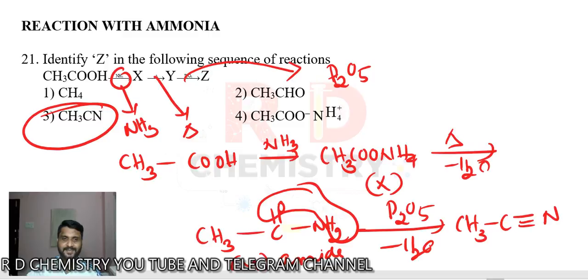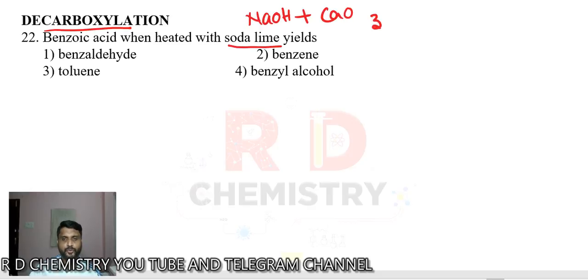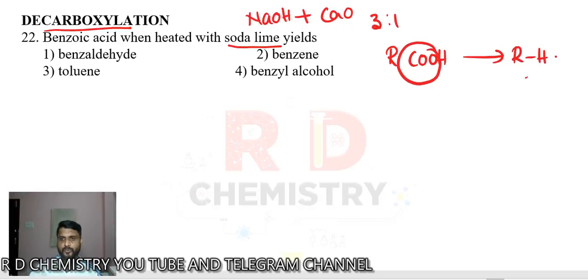Okay. Next question, decarboxylation reaction. For that, we can use soda lime. Soda lime is a mixture of sodium hydroxide and calcium oxide in the ratio 3:1. Now, I'll write the simple reaction. I'll take a carboxylic acid in the presence of soda lime. So, decarboxylation occurs to give RH, a hydrocarbon.